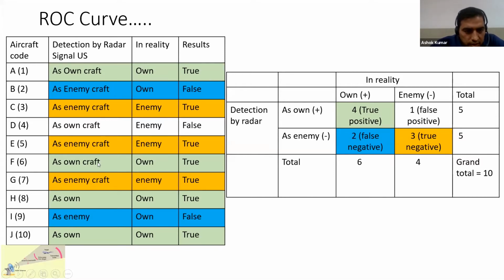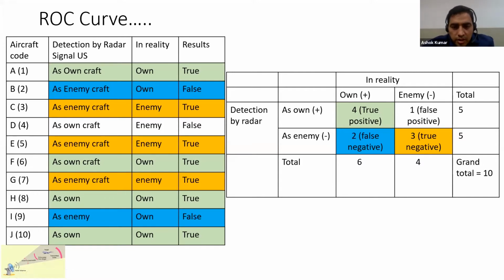You can see here, the sixth one, own craft. In reality, it is own, that's coming true. The eighth is own, and in reality it's own, and then the result is true. And the 10th one is. So there are 4 out of 10. There are 4 own craft. The detected is own and in reality they are own, then it's a true result. So it's called true positive results.